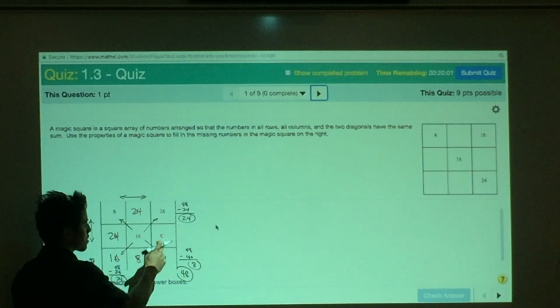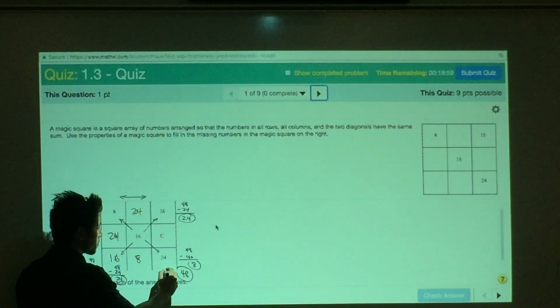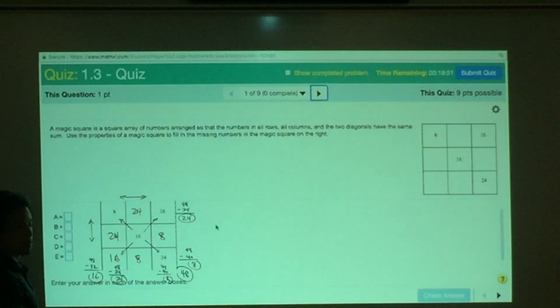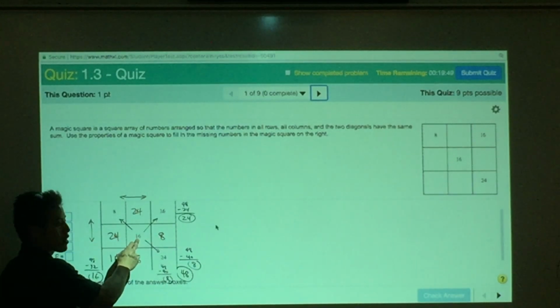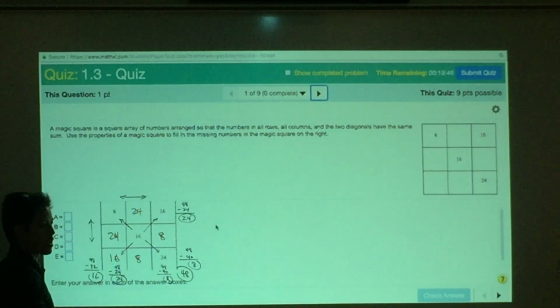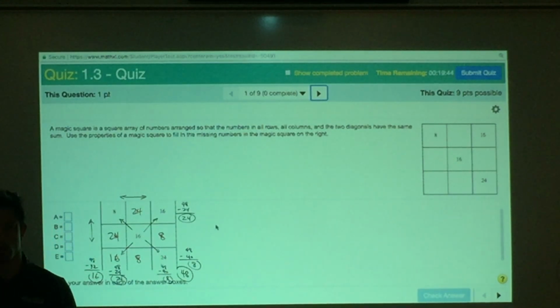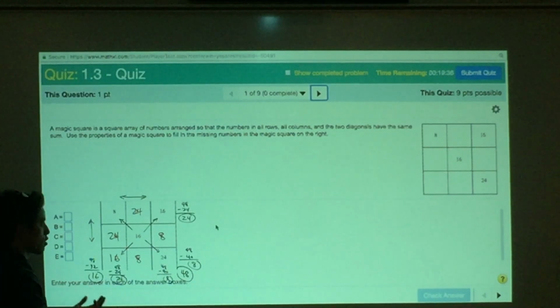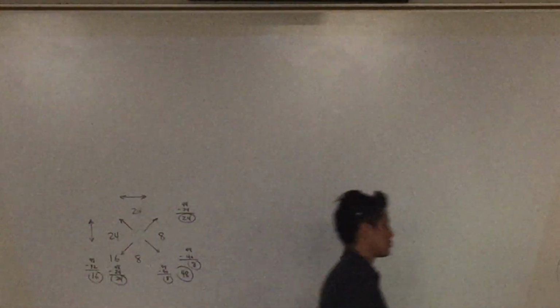So 24 and 16 is 40. We know that column's supposed to equal 48. And so that tells us that C is 8. And you would have gotten the same thing. Take a look here. 24 and 16 is 40. 48 minus 40 is that same 8, whether you did it by row or by column. Make sense now? Hopefully you guys feel good about that. All right. And there it is. Okay?